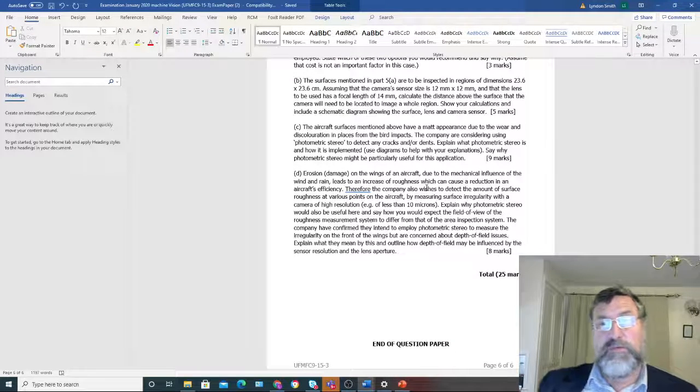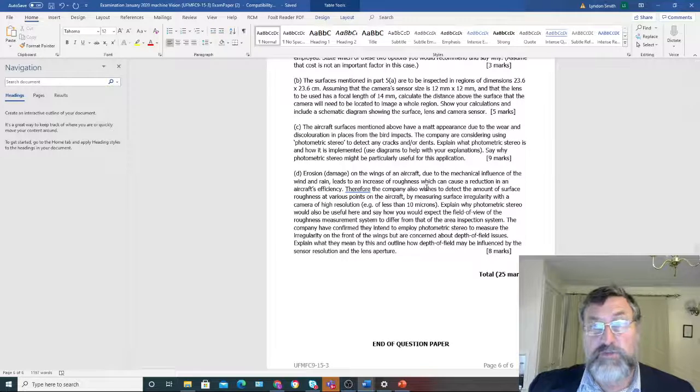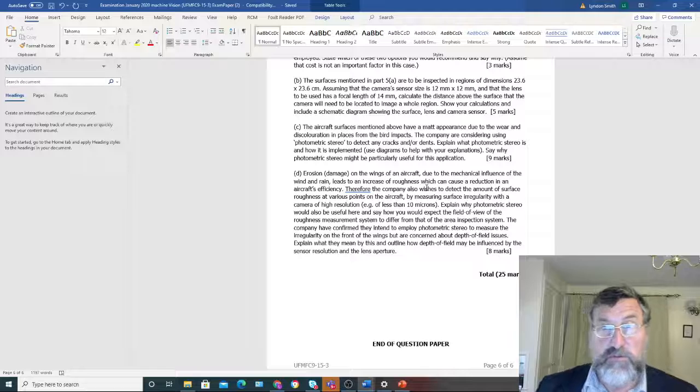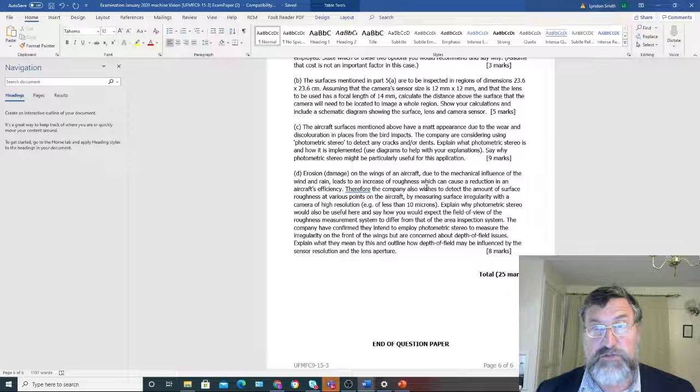Erosion damage on the wings of an aircraft due to a mechanical influence of the wind and rain leads to an increase of roughness, which can cause reduction in the aircraft's efficiency. Therefore, the company also wishes to detect the amount of surface roughness at various points on the aircraft by measuring surface irregularity with a camera of high resolution, for example, less than 10 microns. Explain why photometric stereo will be useful here and say how you would expect the field of view of the roughness measurement system to differ from that of the inspection area system.